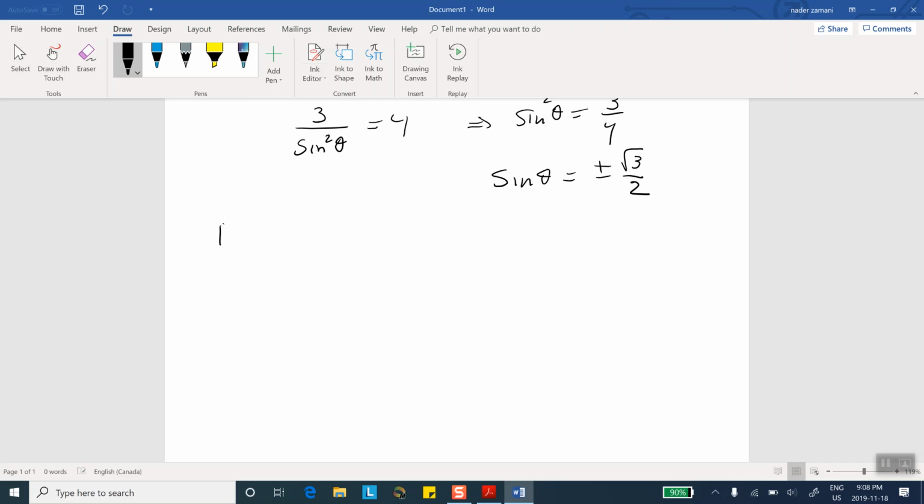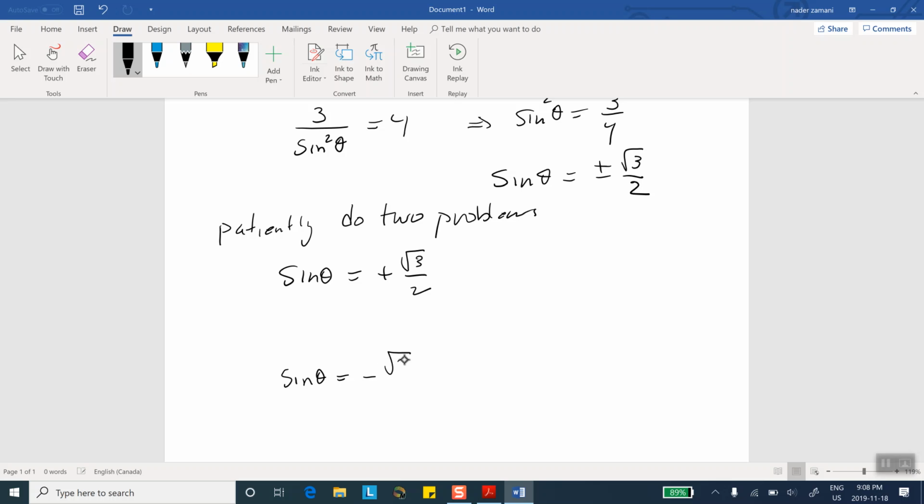So patiently do 2 problems. One of them is sine of theta equal to plus root 3 over 2. And the other one is sine of theta equal to minus root 3 over 2. Let me concentrate here. We have enough room there. What we need to do, because we're dealing with sine, you're going to give me 2 solutions in an interval which covers one period. For example, 0 to 2 pi.